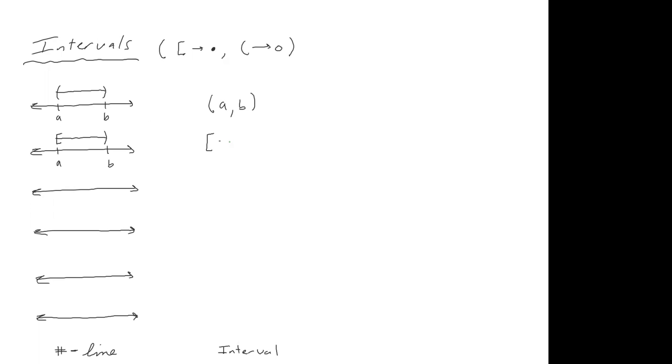And then I do A, B, and then I put the parenthesis because the parenthesis corresponds to that. Okay. I could also have it closed on both sides. So I could have bracket and bracket, and a line. That means I include both endpoints. So the way I write that is A to B in interval notation.